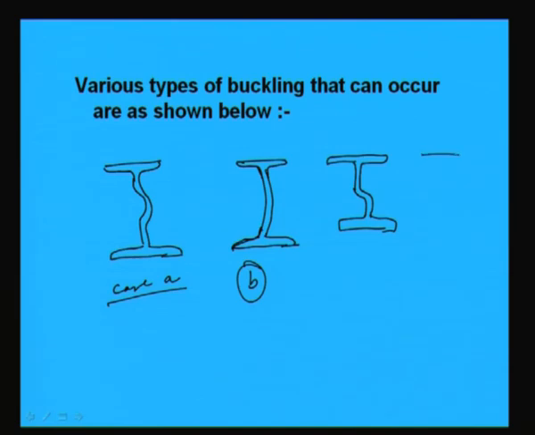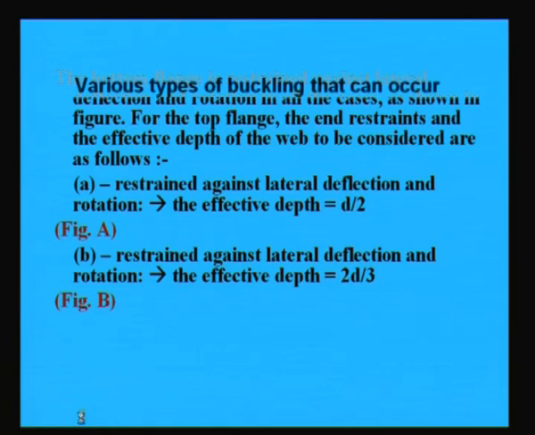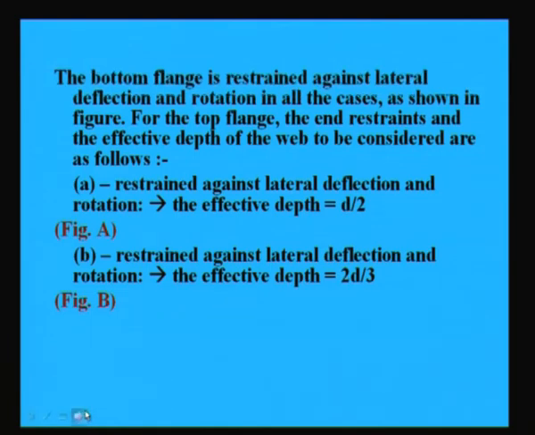Another is, first it will start buckling, right. So, this is C and this is D. So, what happens and how will we calculate the effective depth of the buckling? What are the cases happening? First we will assume that the bottom flange is restrained against lateral deflection and rotation in all the cases, as shown in the figure.